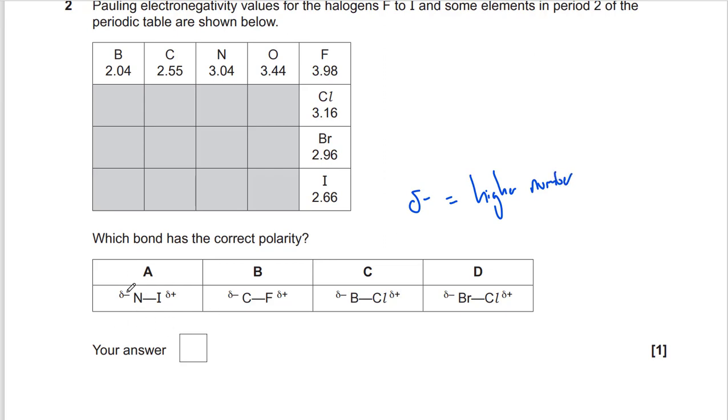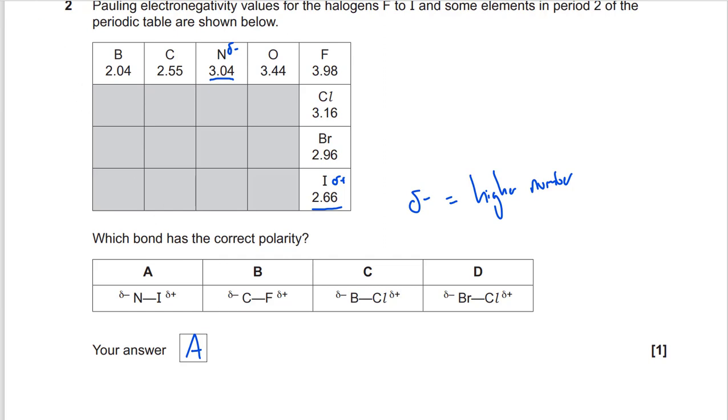So let's take a look at the first one. In this case, it's always best to work through them in order. So nitrogen and iodine. Nitrogen is 3.04. Iodine is 2.66. And so nitrogen is bigger. So nitrogen should be delta minus, iodine delta plus. And that's actually exactly what they've done. So I'm going to hedge my bets and say the answer is A.